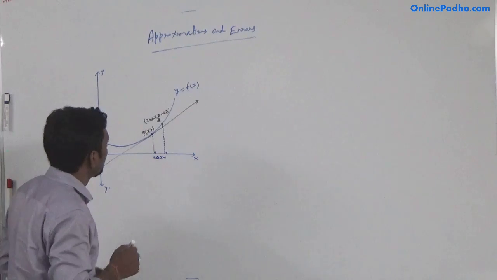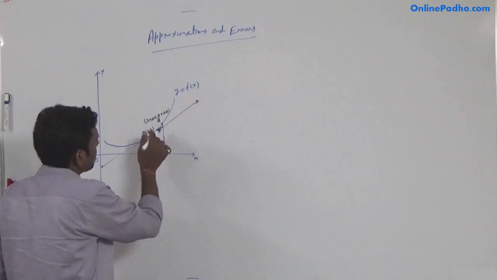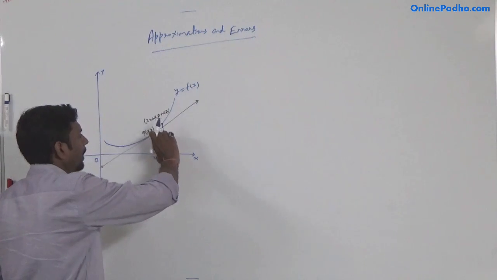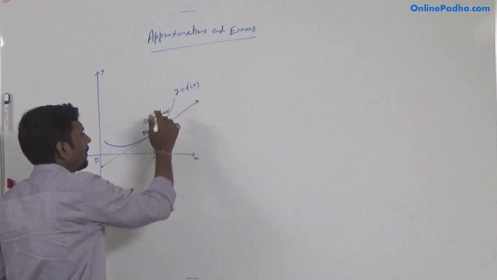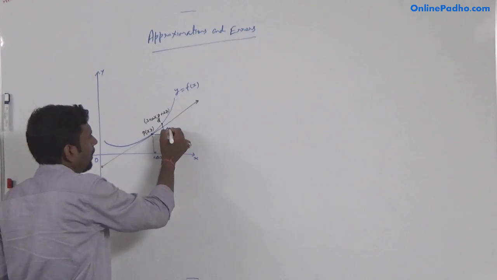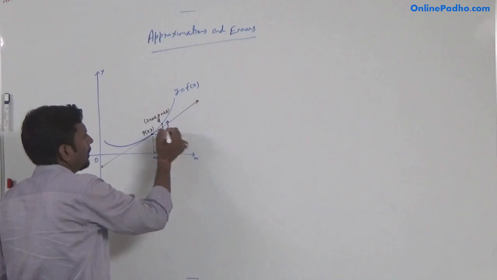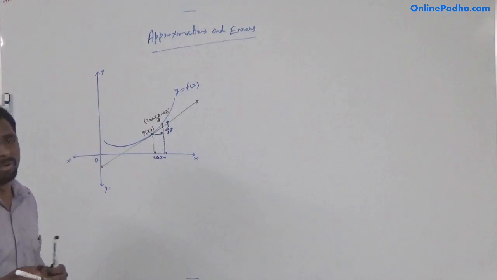And what do we mean by delta y? If you draw this perpendicular, so this value is called y and this value is called delta y. So this value can be written as delta y. This is called delta y.